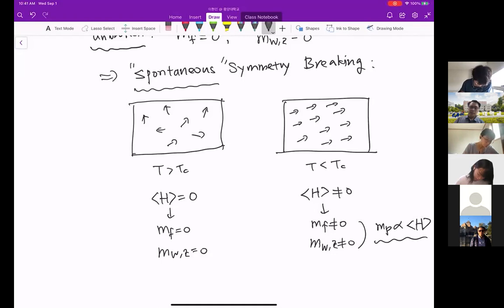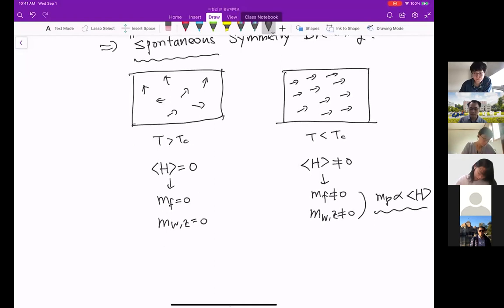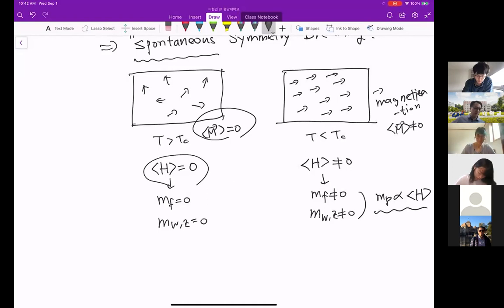So I think there's also an interesting discussion: there's an exact analogy between the Higgs mechanism and the magnetization. Here we are talking about magnetization. In this case, the average value of the magnetization is non-zero, so magnetization has a direction. In this case, the average magnetization equals zero, right? So the Higgs vev and the magnetization have a one-to-one correspondence.